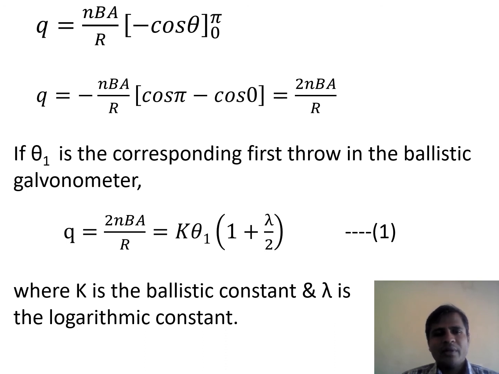Now if theta 1 is the corresponding first throw in the ballistic galvanometer, then Q is equal to 2 into N into B into A upon R is equal to k into theta 1 into bracket 1 plus lambda upon 2 bracket complete. Let this equation be 1. In this equation, k is the ballistic constant and lambda is the logarithmic constant.